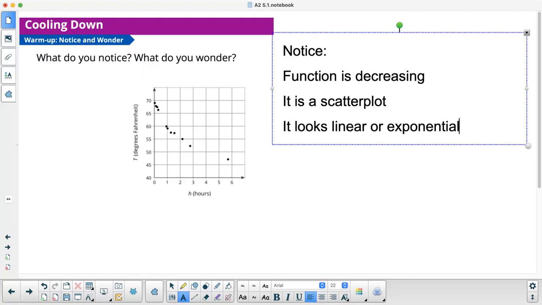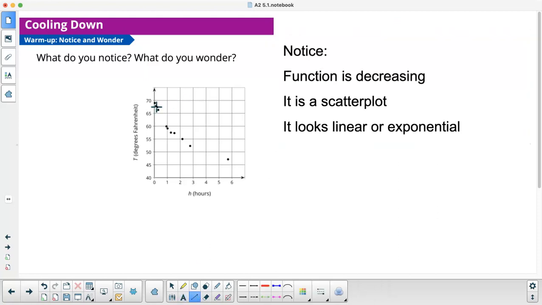I could make an argument that if I drew my best fit line, it kind of looks like a line there. But I could also make the argument that it looks like an exponential decay function. If I were to draw a curved decay function, it kind of looks like that as well. So I'm not really sure on that. That might maybe be more of a wonder than a notice.